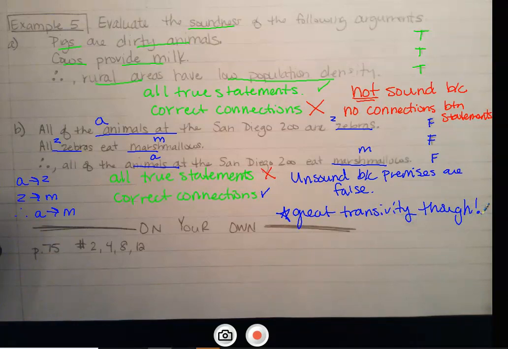All right, for on your own today, I want you to do page 75, numbers 2, 4, 8, and 12. It was just too much for me to write out for you guys to write on your paper, so those are your on your own for today, and the sub will have an answer key that you can check as well.